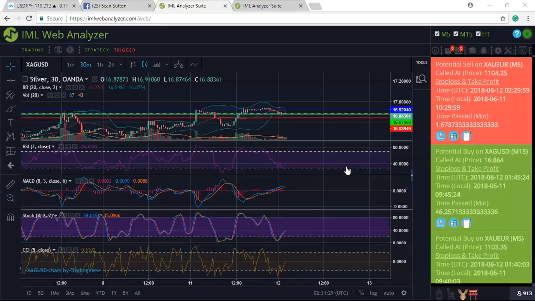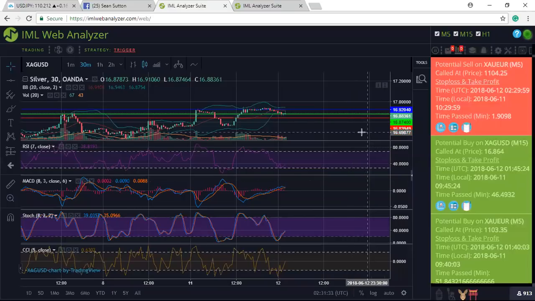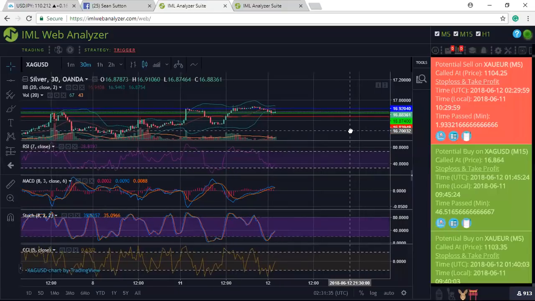What's TP? TP for what? TP is for the silver. TP is in blue. 16.920.